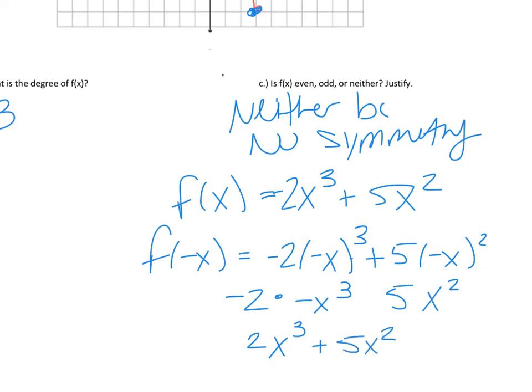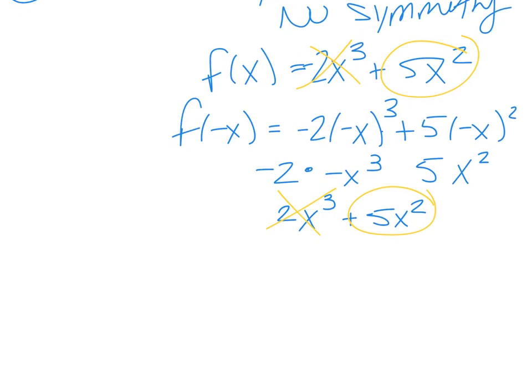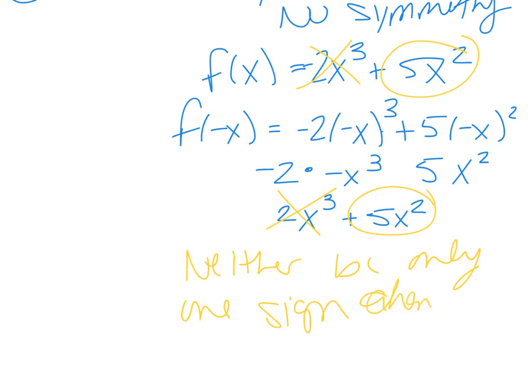Now if you notice, this is the same as this, but this is not the same as that. So, because the signs are mixed, it is neither. You could say only one sign changed, or one sign stayed the same, or you can say in math notation that when you negated x, it did not equal the original, and it did not equal the opposite of f of x.